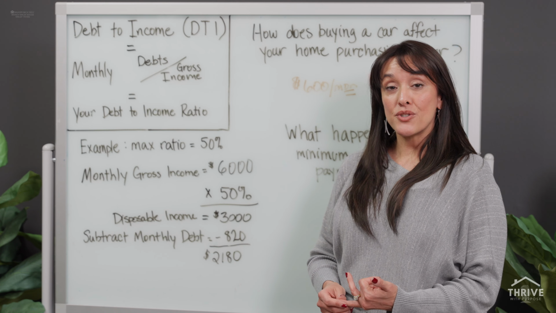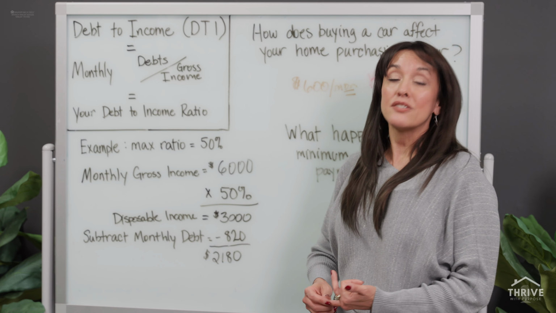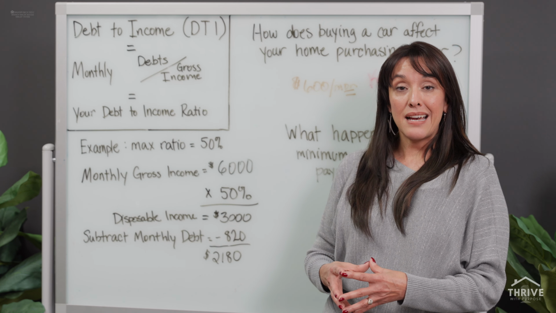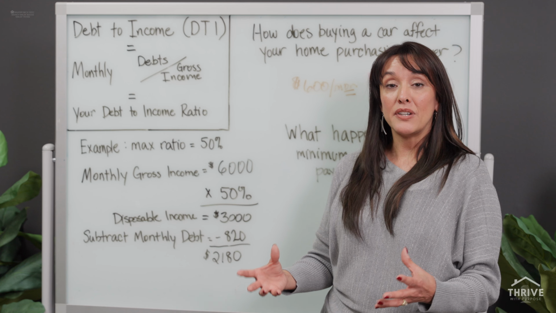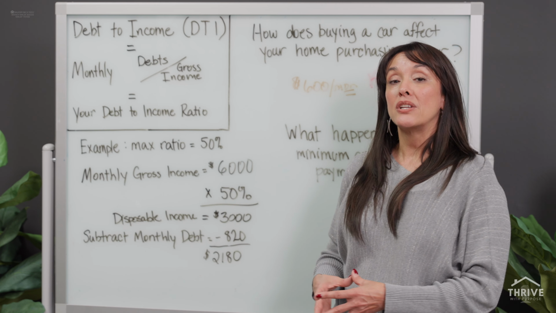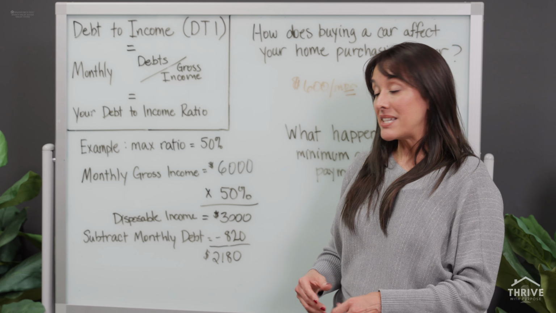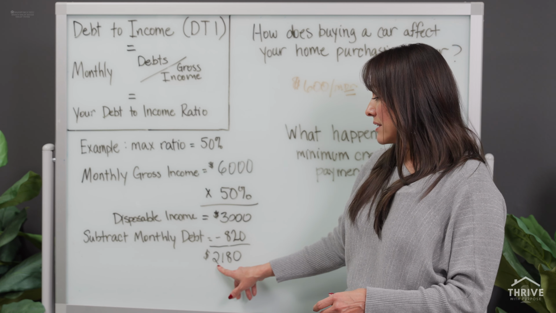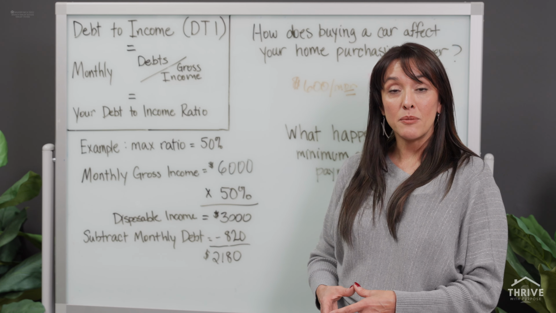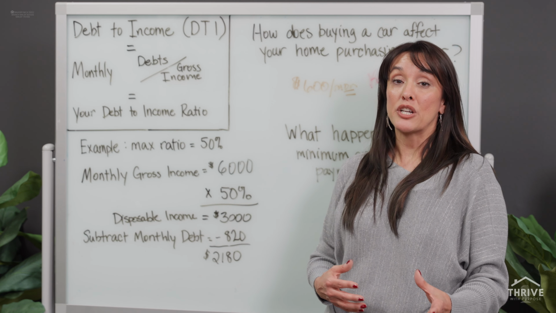Now you take that $3,000 of disposable income and subtract it by whatever your car payment is. Let's say it's $450 a month. And if you've got $250 a month of total credit card debt, you're gonna add that plus a student loan payment of $120. That's a total monthly debt of $820 that you're gonna subtract. And this means that you have a little over $2,100 a month of disposable income that you can apply towards your new mortgage payment.